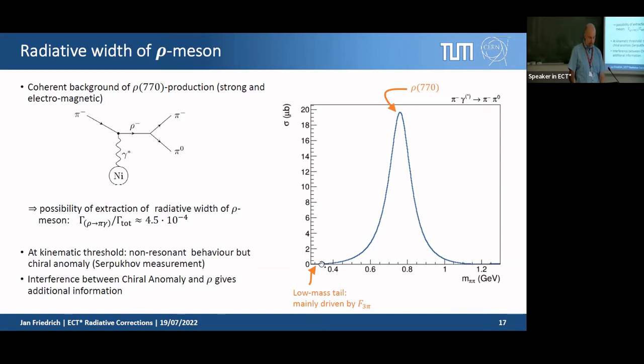And then, I mentioned this also before, this interference of the chiral anomaly and the rho leads to a specific damping of the rho resonance at higher values, where it goes to a minimum, and then later on also the rho 3 comes into reach.